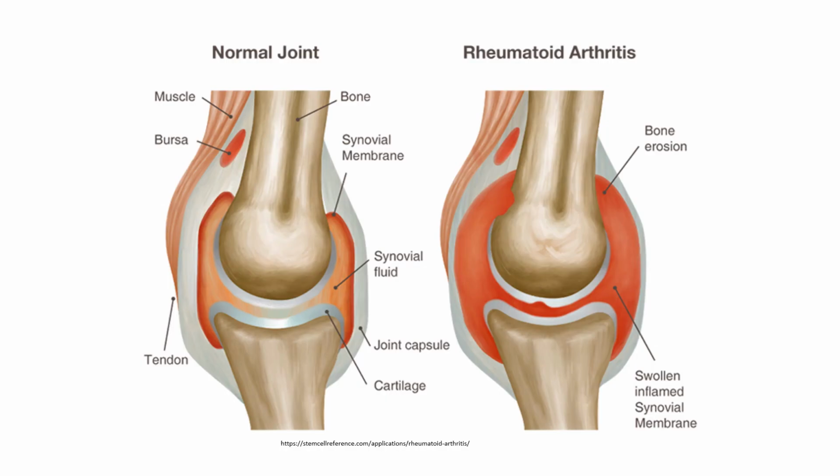Well, this picture represents the normal joint and the joints with rheumatoid arthritis. Now, if you notice, in the normal joint the synovial fluid is quite normal, while in cases of rheumatoid arthritis, the swollen, inflamed synovial membrane is very much evident, and there is bone erosion as well. Now, that makes the joint inflamed and somehow painful for the person having the disease.